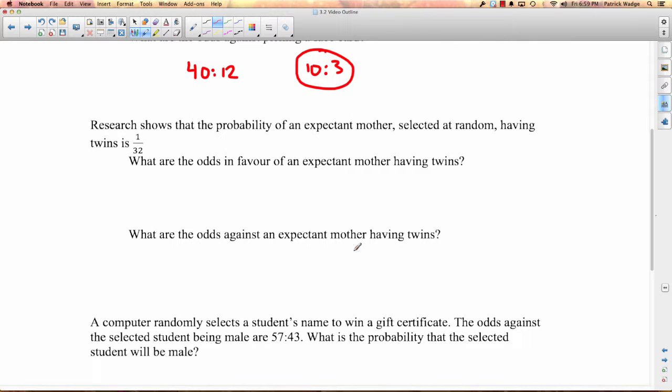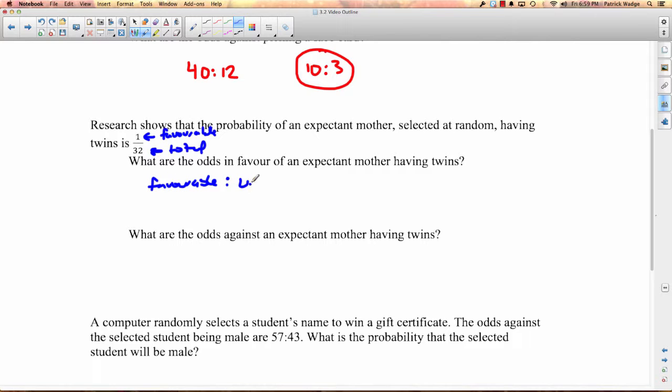Research shows that the probability of an expectant mother selected at random having twins is 1 over 32. 1 in 32 chance of having twins. What are the odds in favor of an expectant mother having twins? So again, this is the part, this is the favorable, and this is the total.